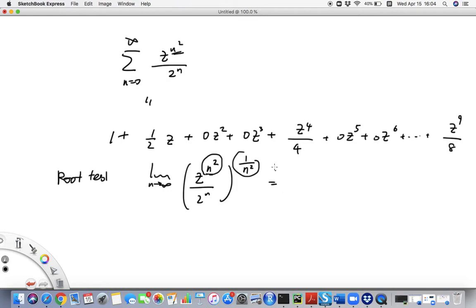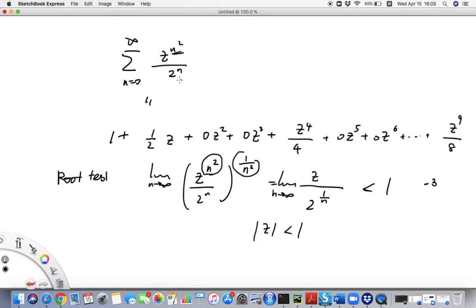If you do this, you have the norm of z over 2 to the 1 over n, and you take the limit as n goes to infinity. If you want this to be less than 1, then the norm of z has to be less than 1. If you take the nth root instead of the n squared root, I will take 3 points off.